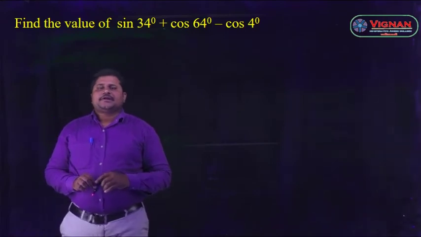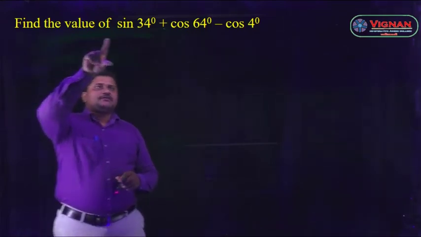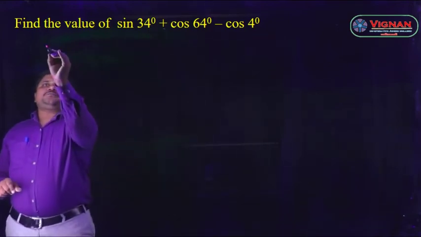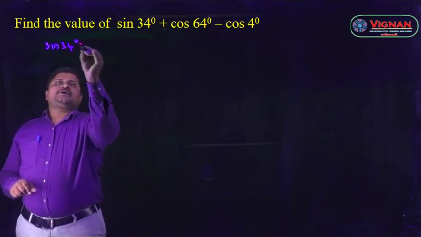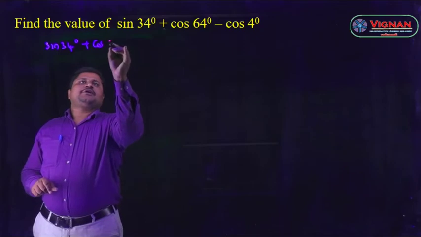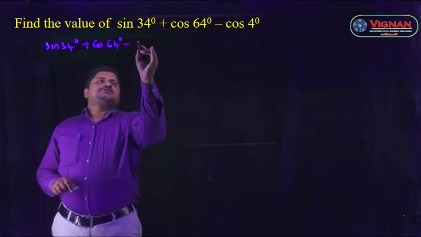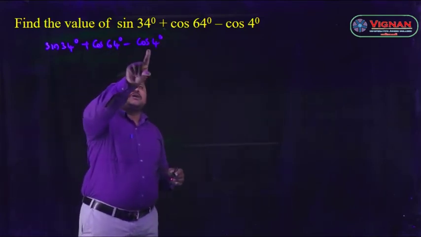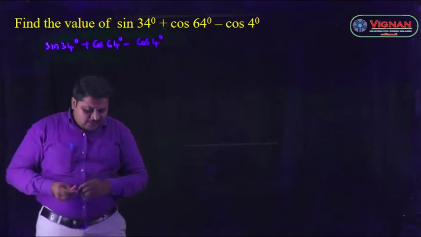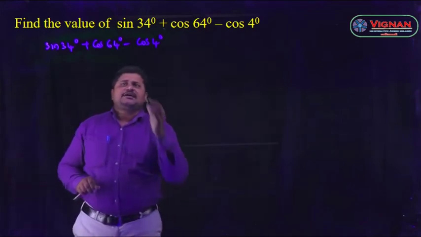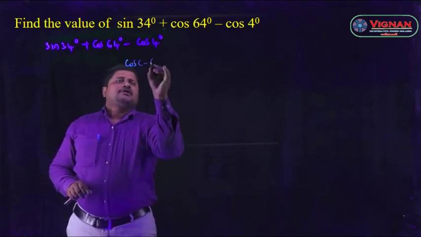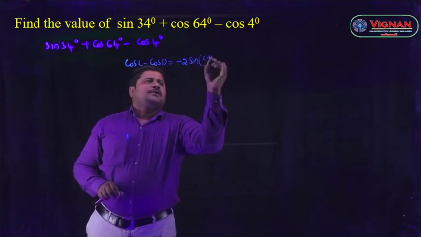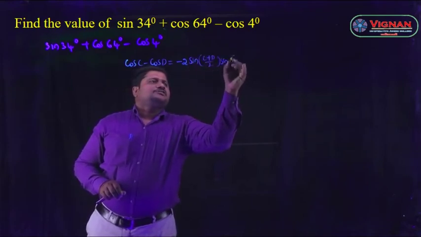Here another problem is find the value of sin 34 degree plus cos 64 degree minus cos 4 degree. Here we can use the formula cos c minus cos d. What is the formula for cos c minus cos d? Cos c minus cos d is equal to minus 2 sin of c plus d by 2 sin of c minus d by 2.